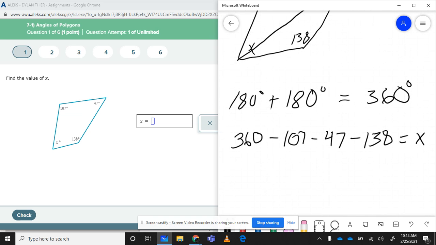So let's put some of these together. I'm going to put all these numbers together first. That would be what? 154, 280, 290, I think 292.